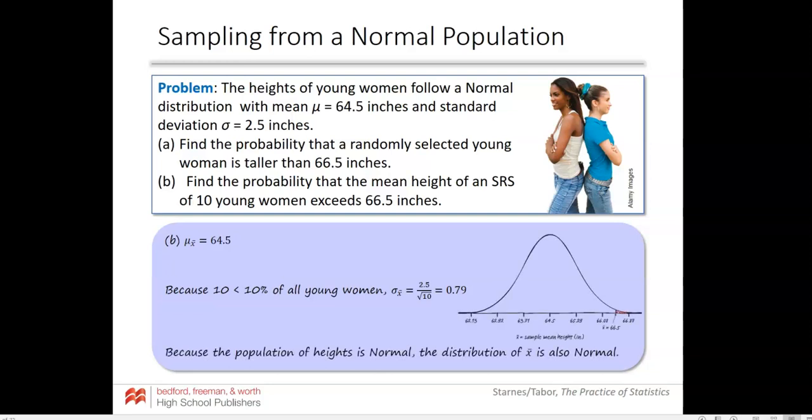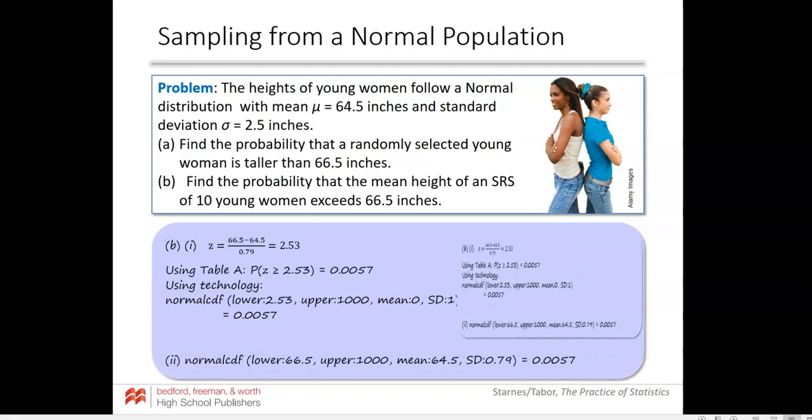And so that's also normal, right? So what's the chance that you exceed 66.5? So again, you're going to do normCDF, your lower bound is 66.5. Upper bound's infinity. And then you plug in your new mean and standard deviation there. You can see the last line is what you would type in your calculator. Lower bound 66.5, upper 1,000, mean, and so forth.